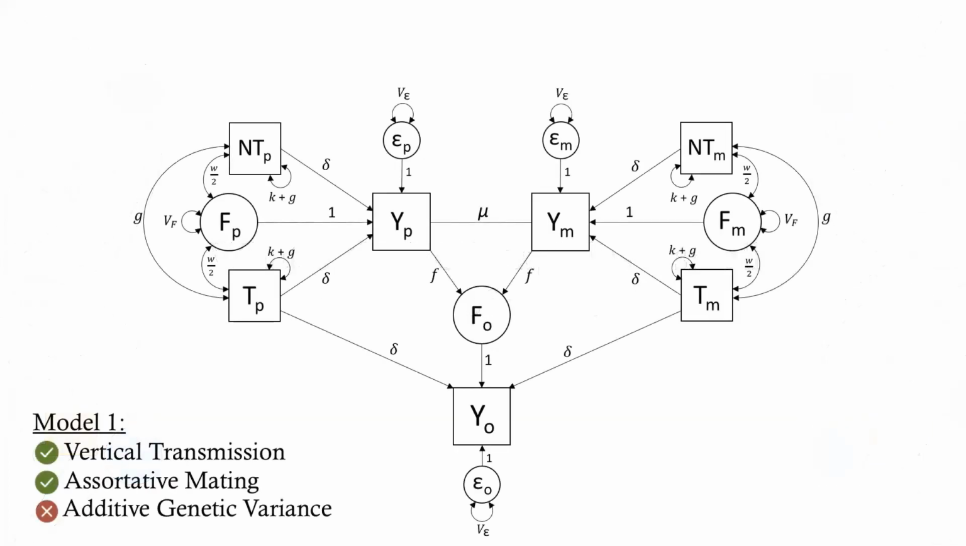So once again, we'll begin with model 1, which assumes that the PGSs used are accounting for the full trait heritability. There's no other genetic variable in this model other than these PGSs.